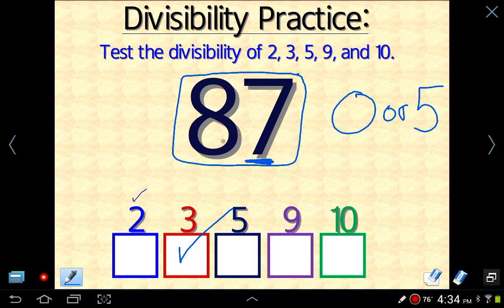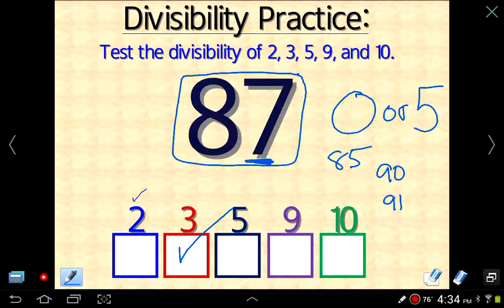So if this was 85, yep, we could put a yes. If this was 90, we could put a yes. If it's 91, we'd have to say no. So the rule for 5 would be no. So far, a lot of no's.